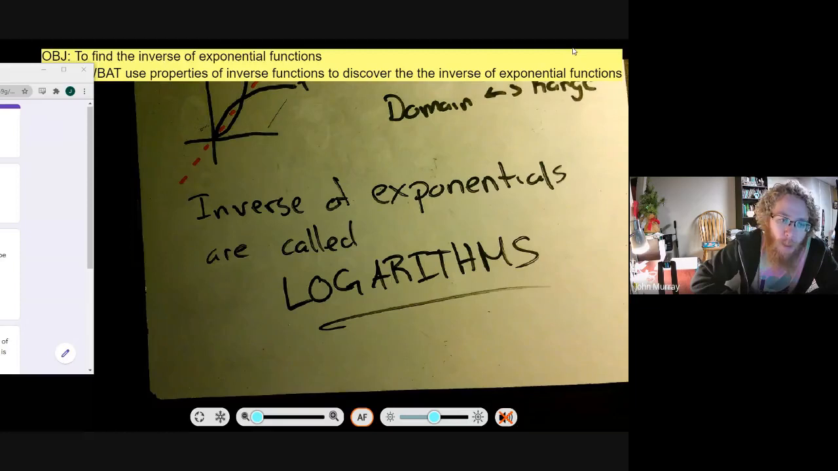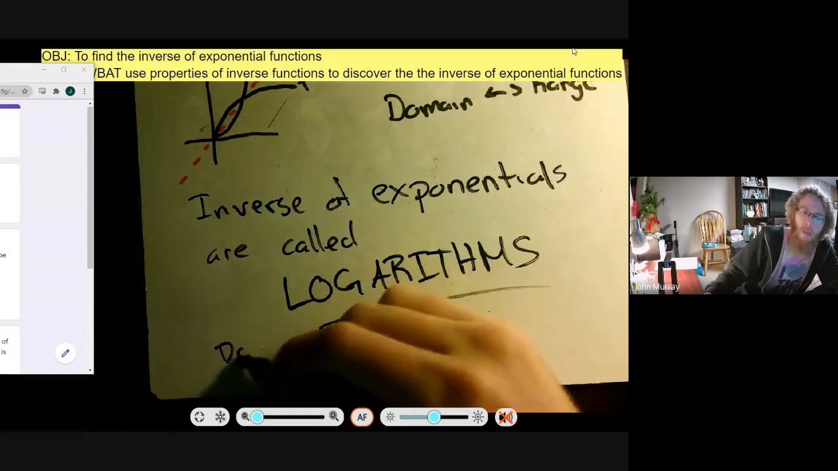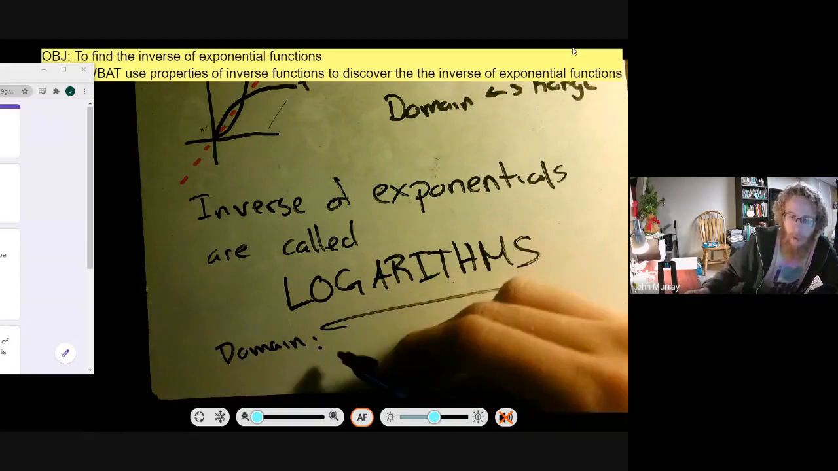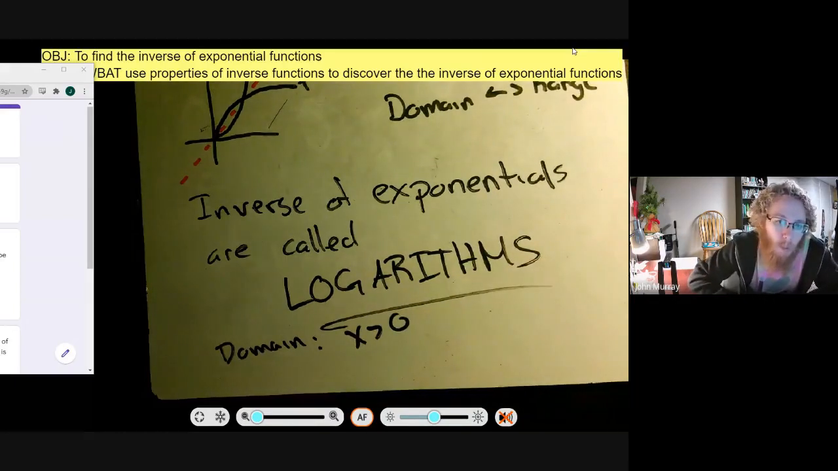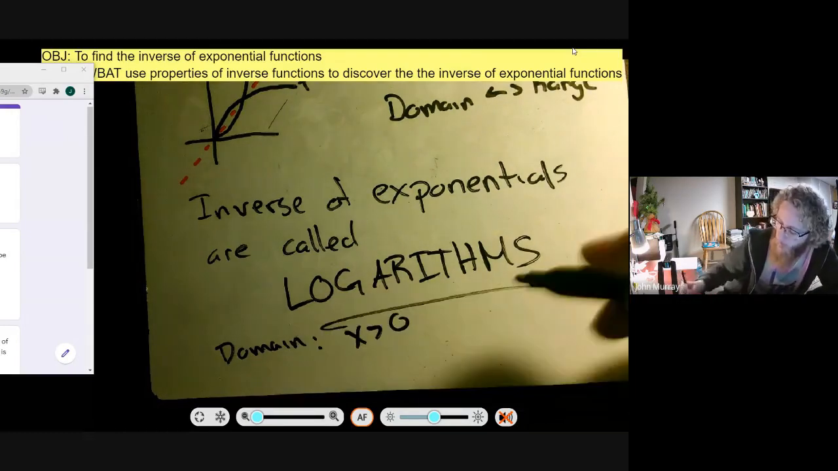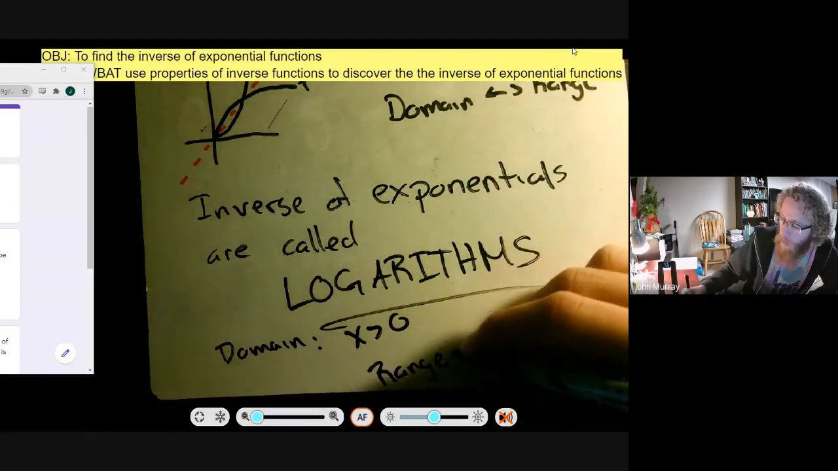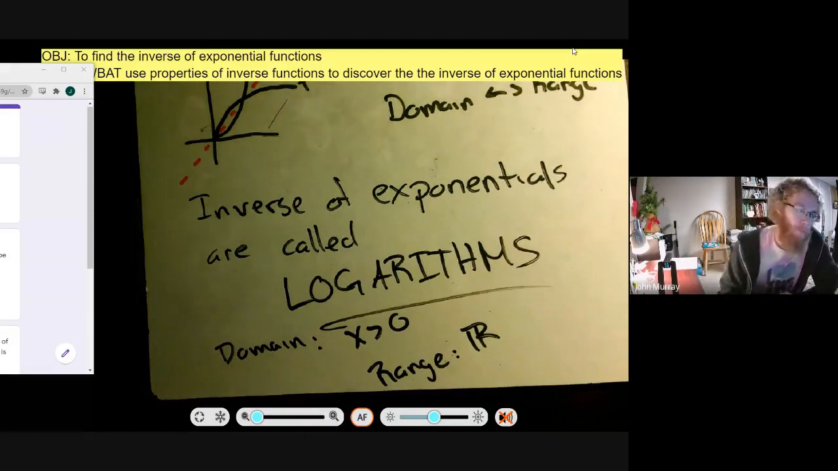It's the inverse of our exponential. It still grows. So here, the domain of our logarithms, like we just found, x has to be greater than 0. So when we're dealing with logarithms, you can't take the logarithm of a negative number. It doesn't work. It doesn't make sense. The range is going to be all real numbers.